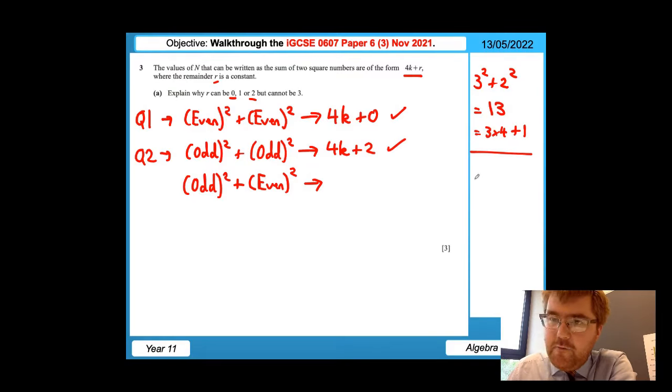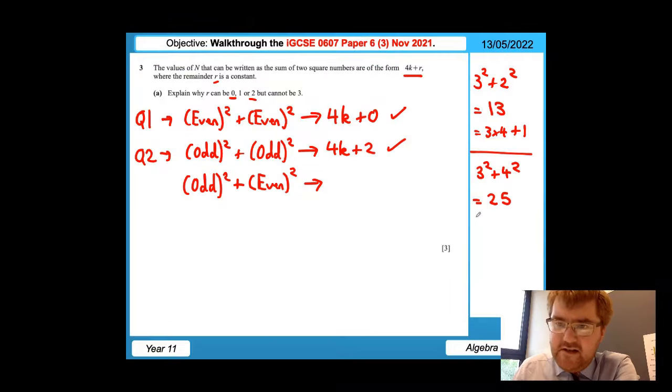Now let's take another example. Let's just go with 4 and 3. So if we do 3 squared plus 4 squared, okay, well that's equal to 25. Okay, 9 plus 16. And that would be equal to 6 lots of 4 plus 1. So notice we're always getting this remainder 1 afterwards. So it can be written in the form 4k plus 1.